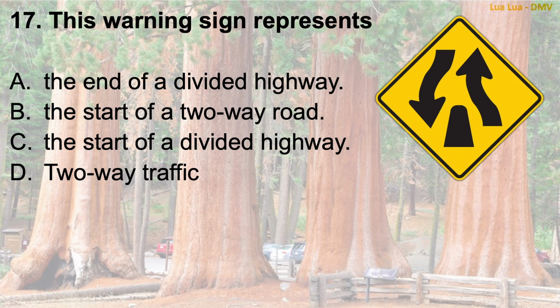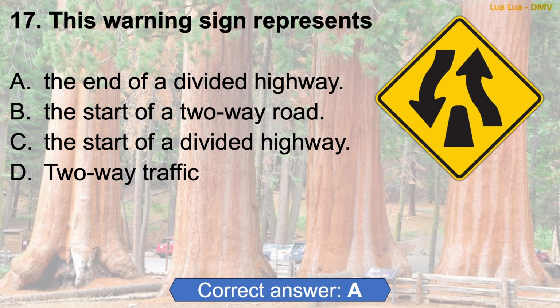Question 17. This warning sign represents A. The end of a divided highway. B. The start of a two-way road. C. The start of a divided highway. D. Two-way traffic. The correct answer is A. The end of a divided highway.